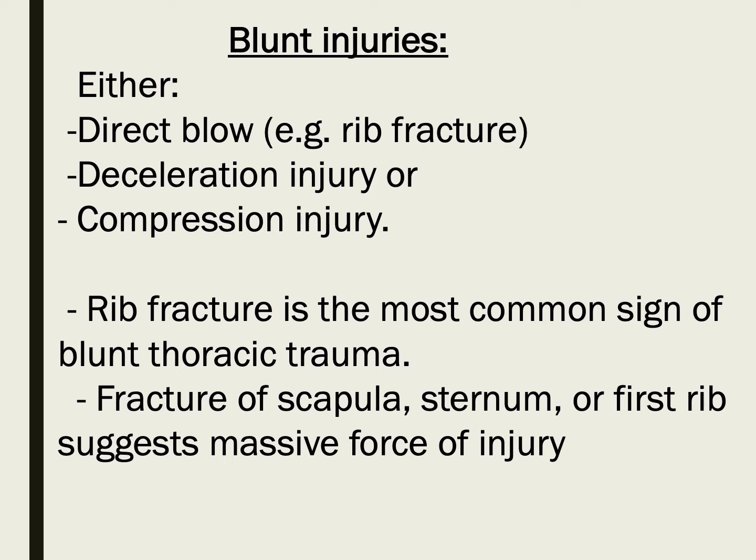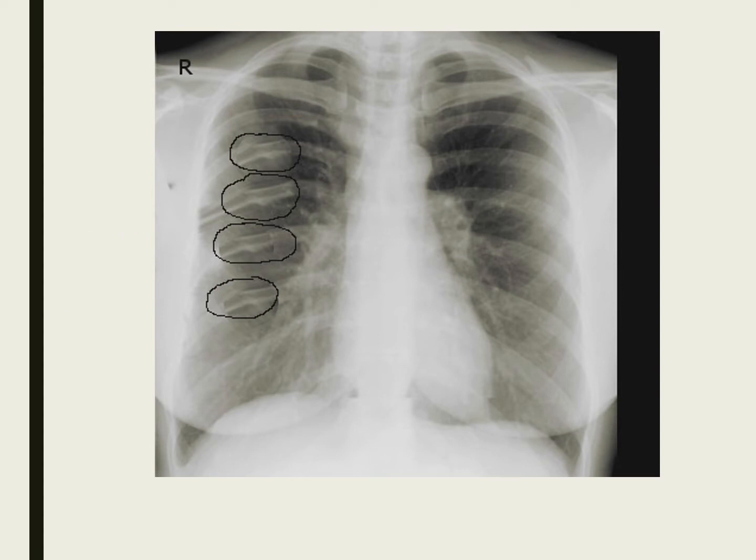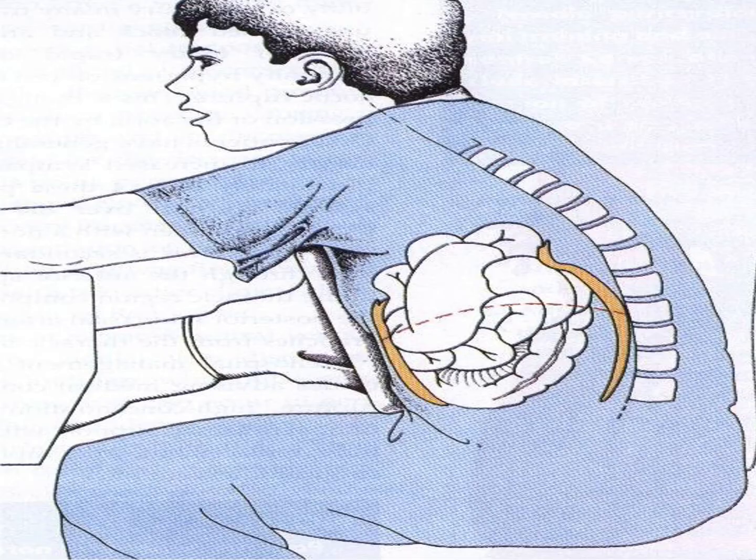The blunt injuries might result from a blow, for example causing rib fractures, dislocation injuries, and compression injuries. Rib fractures are the most common thoracic injuries in blunt thoracic trauma, and if there is a more aggressive or forceful injury, it might result in fracture of the sternum, the first rib, or even the scapula. This is a chest X-ray showing rib fractures, and this is a compressive mechanism of injury, which might result, for example, in rupture of the diaphragm and herniation of the abdominal content into the thoracic cavity.